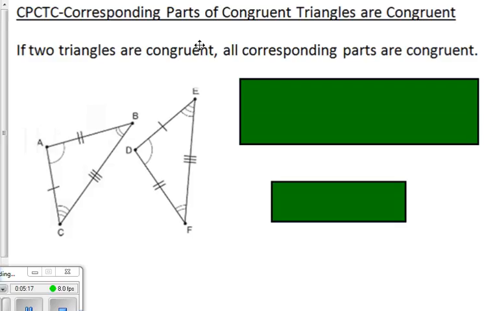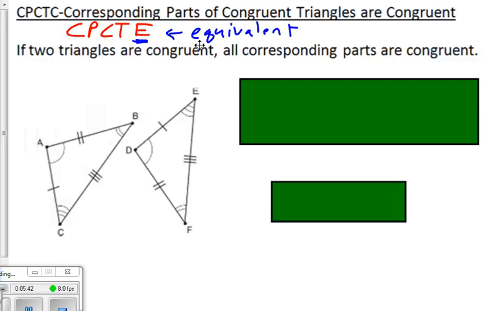CPCTC. Sometimes you'll hear it said CPCTE. Basically, what those letters stand for is corresponding parts of congruent triangles are congruent. And if somebody said it with the E, what they're trying to say is that the E stands for equivalent.